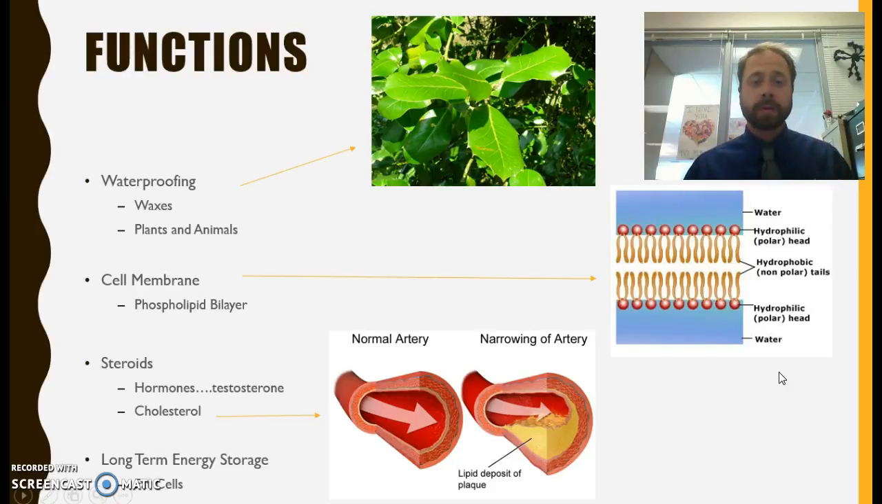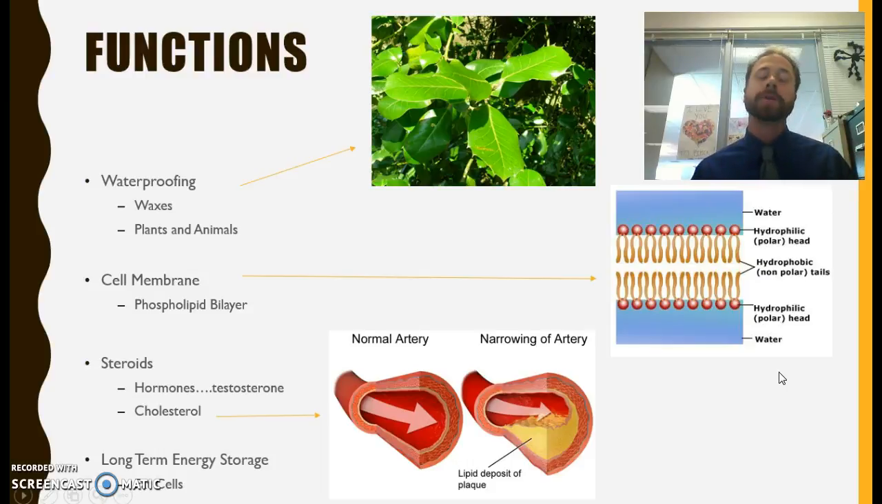Also, there are steroids, so hormones such as testosterone are made with lipids as well, and then cholesterol. That might be something you remember hearing about with nutrition, where you don't want too much cholesterol. If you look at our diagram here, with cholesterol you get a buildup of plaque, that lipid-deposited plaque down there, and that's going to limit the blood flow. When you have too much cholesterol and that limit of blood flow, especially around the heart, that's when people start getting heart attacks and things like that.